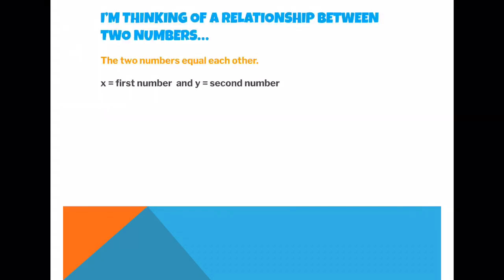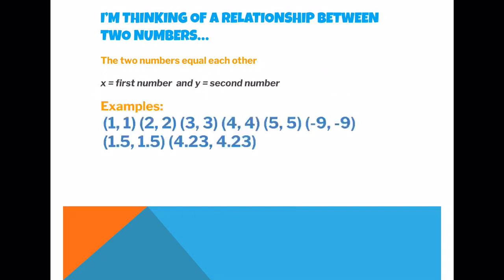I'm thinking of another relationship between two numbers, and these two numbers are equal to each other. If we let x equal the first number again and y equal the second number again, we can represent the solutions to this relationship again as an ordered pair. And it would be pretty easy to come up with some numbers that equal each other, right? Some examples: 1, 1; 2, 2; 3, 3; 4.23, 4.23.